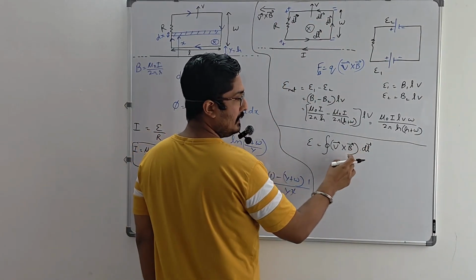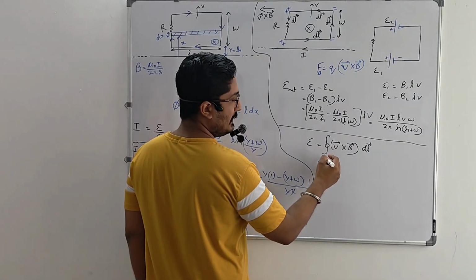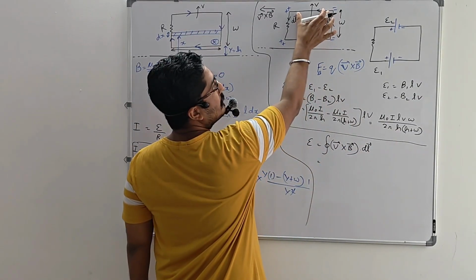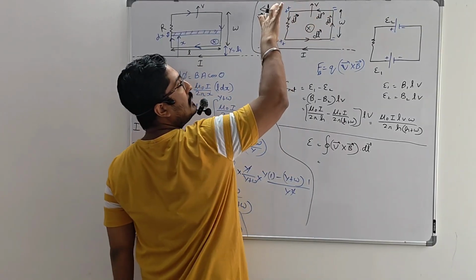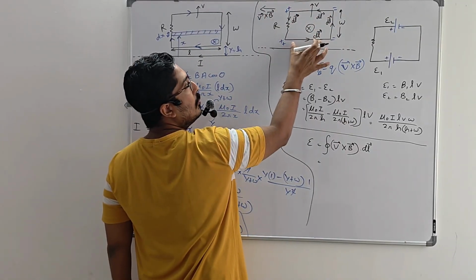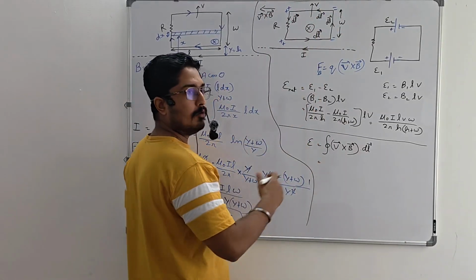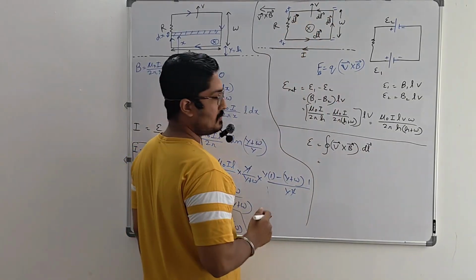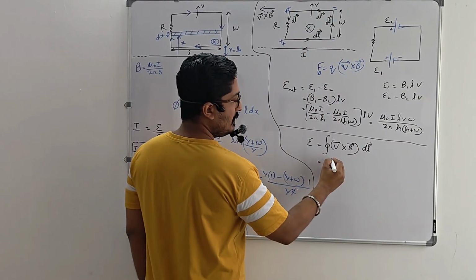So what can I write here? Can I do it in this way, that the integration can be done in four parts? Integration for this part, the upper part of the loop, the left hand side of the loop, the lower part of the loop, and the right hand side of the loop. Like that, four parts of integration I can do. For the first part of integration, can I write like this?